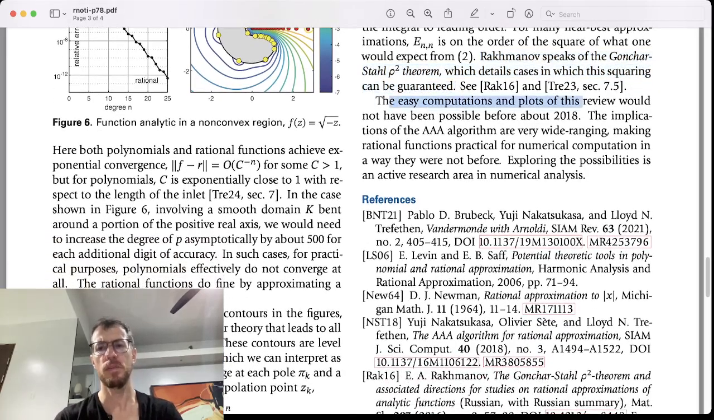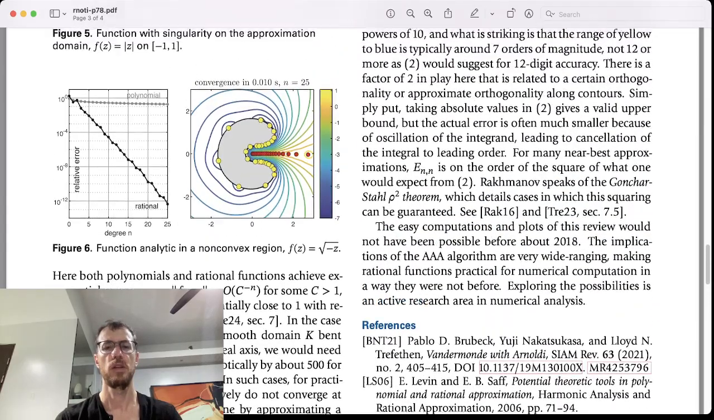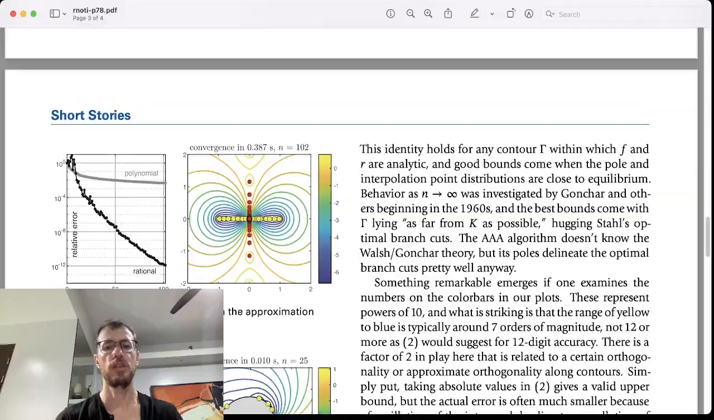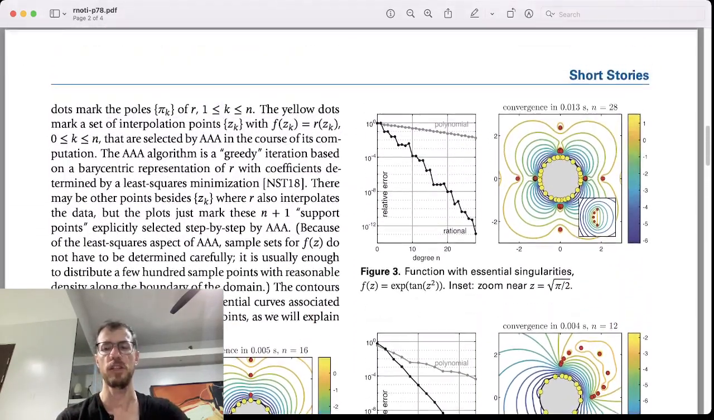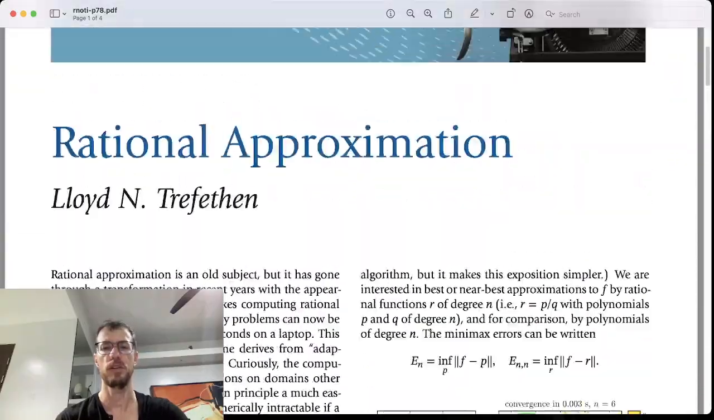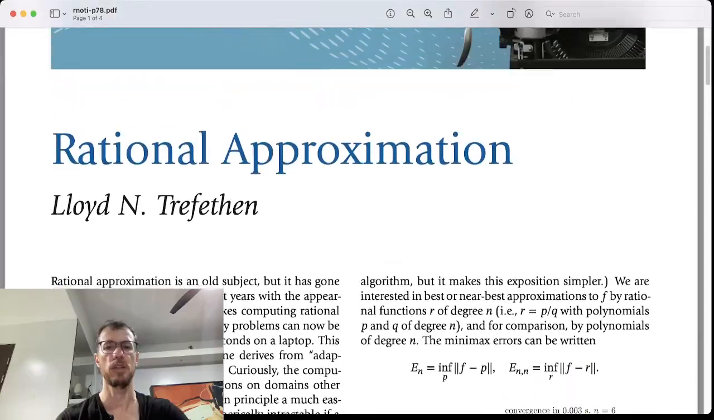The easy computations and plots of this review would not have been possible before about 2018. The implications of the AAA algorithm are very wide-ranging, making rational functions practical for numerical computation in a way they never were before. Exploring the possibilities is an active research area in numerical analysis. Too bad that the paper didn't actually detail what the algorithm actually does, but I suppose that would be far beyond the scope of a 4-page paper. Interesting, and lots of pretty pictures.